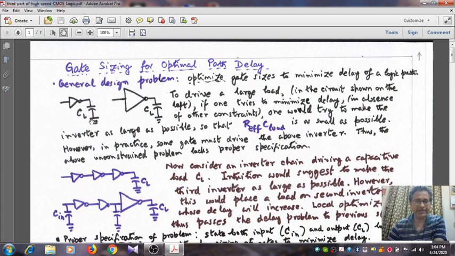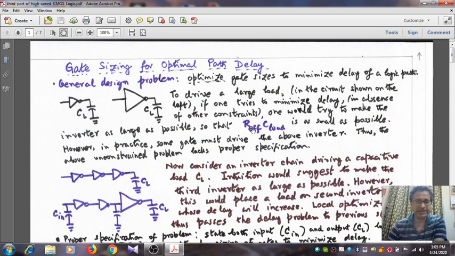Now if we have to minimize the delay, the R effective has to be decreased as much as possible. And how to do that? Only by increasing the width of the transistors involved. So we have got an NMOS transistor, we have got a PMOS transistor. We can increase the size of the transistor as much as we are permitted to do.